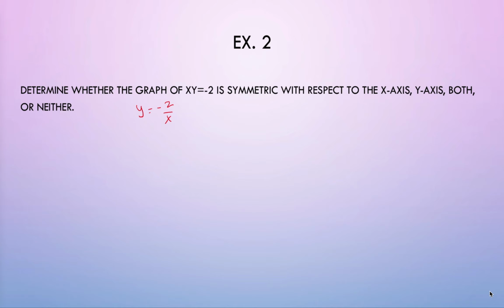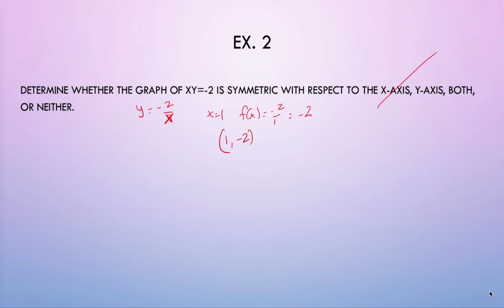So, for instance, if I put in x equals 1, then f of x equals negative 2 over 1, which is just negative 2. It does not give us more than one y value, so it is not symmetric with respect to the x-axis. So we know that there is a point (1, negative 2) that is on this function.